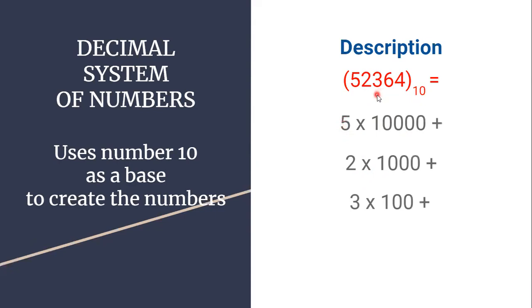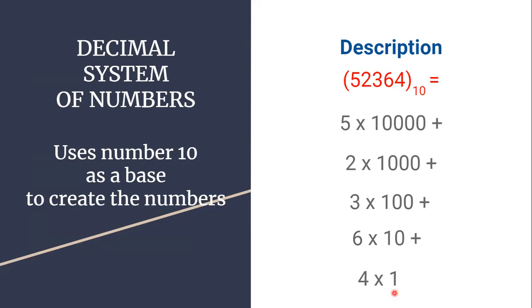3, it's the position of the hundreds. So we multiply 3 by 100, and 60. In order to create 64, we are going to multiply 6 times 10 plus 4 times 1. So 1, you must remember that according to the rules of the powers, the number 1 can be created by 10 to the power of 0.